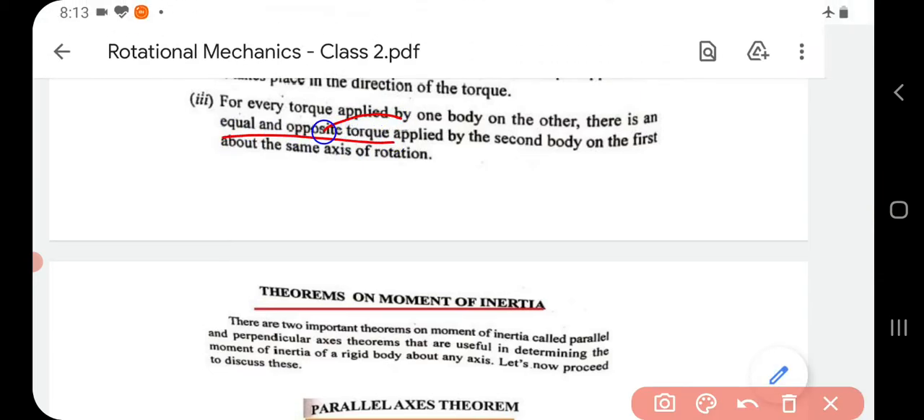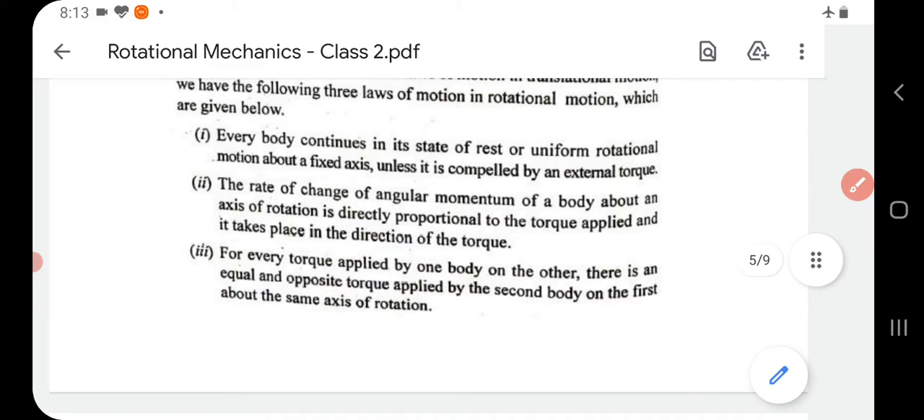Now, the third law: for every torque applied by one body on the other, there is an equal and opposite torque. That is, instead of force, you have to write torque applied by the second body on the first about the same axis of rotation. Okay, so these are Newton's three laws of motion modified in terms of rotational motion. So make the changes correspondingly.